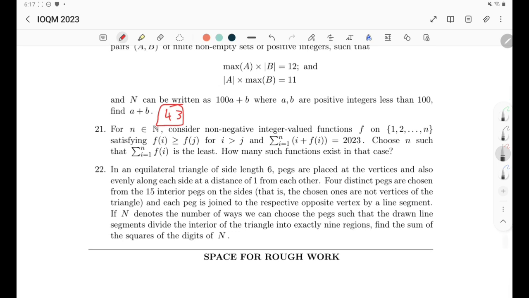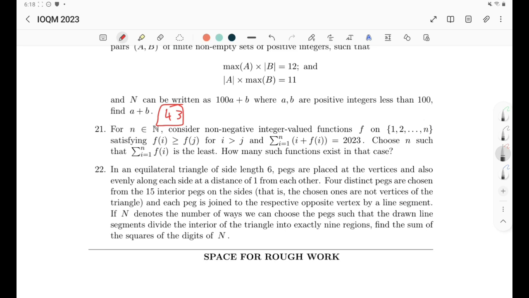For some natural n, consider non-negative integer valued functions f on 1 to n, the domain is from 1 to n, satisfying f(i) is greater than or equal to f(j). That means f is non-decreasing. Okay, f is non-decreasing.